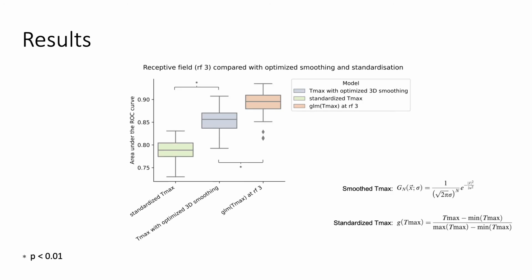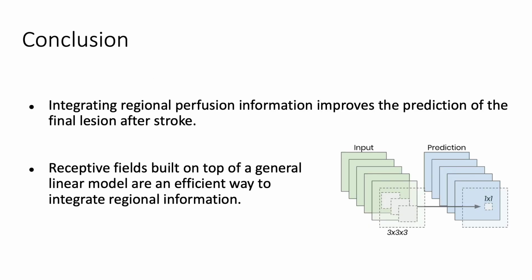To verify that the learned kernel was not just in effect basic weight averaging, we further benchmarked it against standardized perfusion maps and perfusion maps with 3D Gaussian smoothing, where the optimal smoothing was determined experimentally. We see here for Tmax that our model with receptive field remains significantly superior. So overall, we can say that integrating regional perfusion information through receptive fields can improve the prediction of the final lesion after stroke.